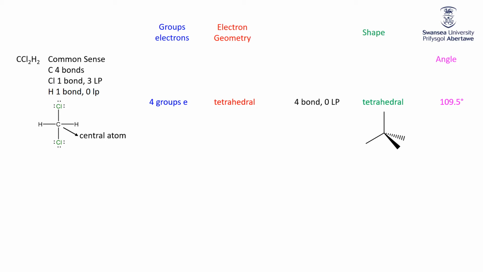109.5-ish. I mean, there'll obviously be some variation between them because you've got 2 different atoms bonded to the carbon, but we will just say for this level 109.5.